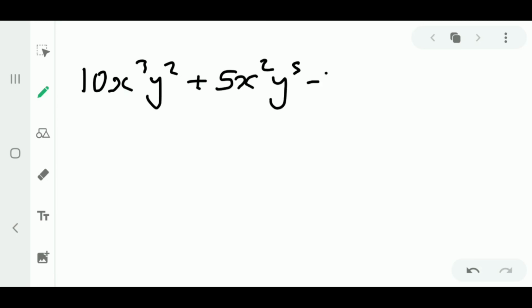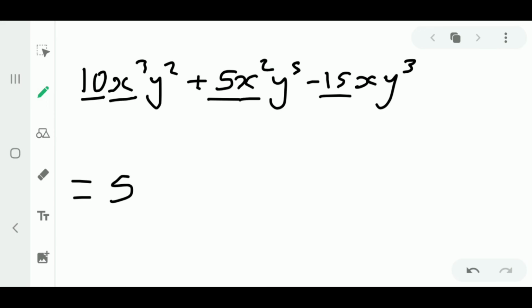Let's say we have 10x cubed y squared plus 5x squared y to the 5 minus 15xy cubed. First thing first, we look for the highest common factor. So the highest common factor between the coefficients 10, 5, and 15, so we put the 5 here. The highest common factor of the x's is x to the 1 power. The highest common factor for the y's is y squared.